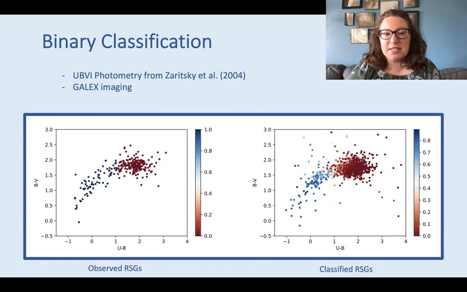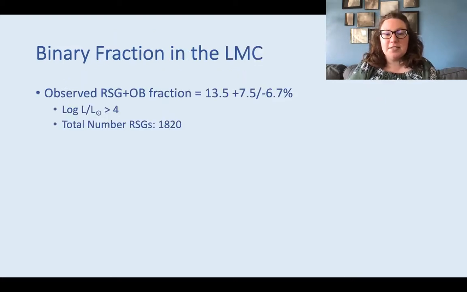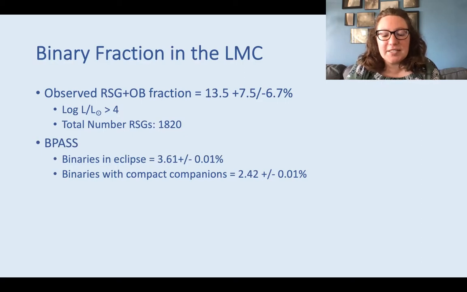I was able to use this to determine the observed red supergiant OB star binary fraction, and got a number around 13.5%, with the errors coming from the error in the k-nearest neighbor classification. We believe our completeness is down to a log luminosity of greater than 4. Below this, we do not believe that our photometry is complete. And this is the total number of red supergiants: 1,820.